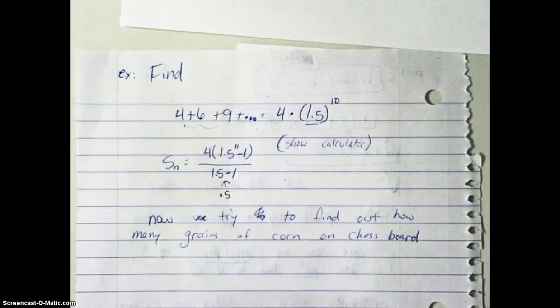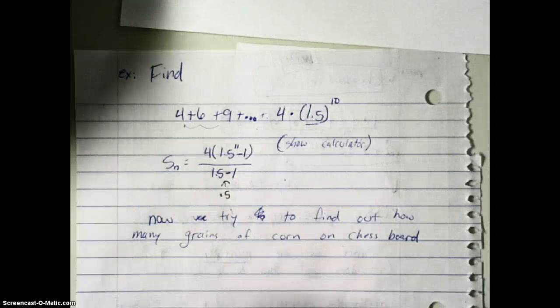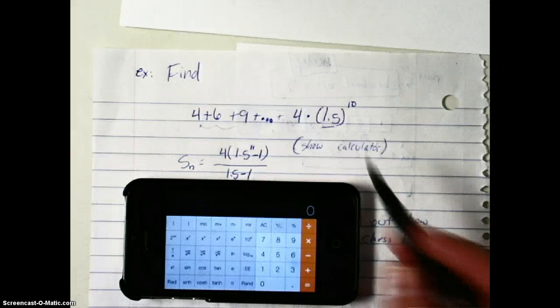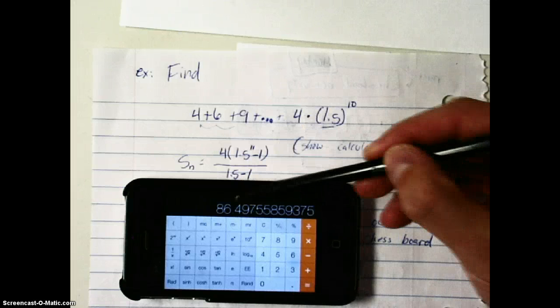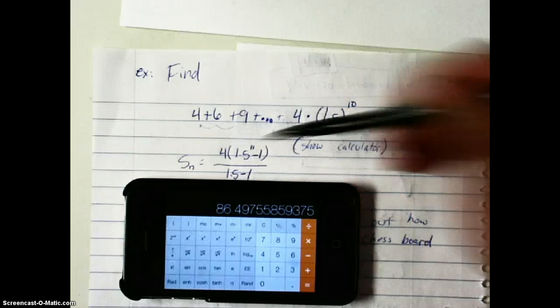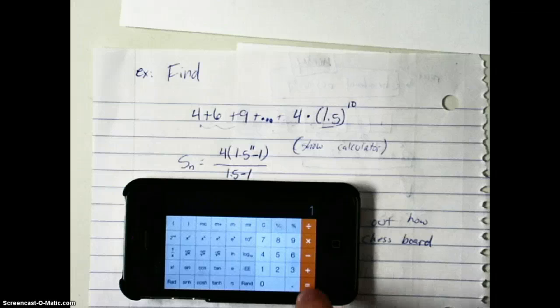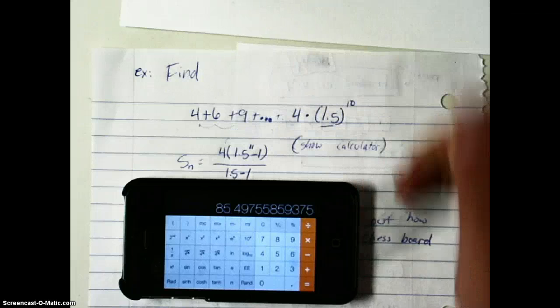Okay, so now let me show you how you would do that on your calculator. So remember, you always do parentheses first. So we are going to do 1.5 to the 11th power first. I'm going to do 1.5, hit this x to the y button, that's the power button, and then I'm going to put in the power. Okay, so this long number is what 1.5 to the 11th power is. I'm then going to subtract 1 right there. So this number is what is inside the parentheses. I am then going to multiply that by 4.